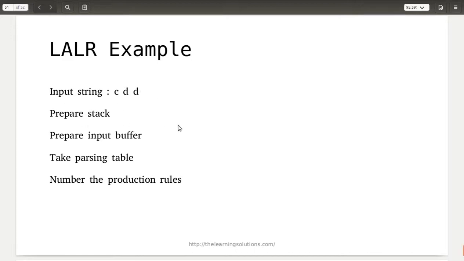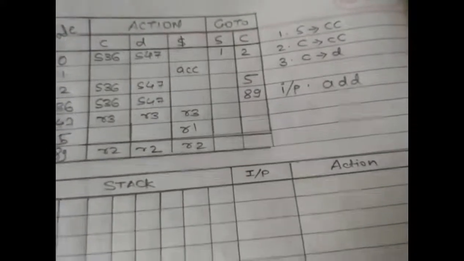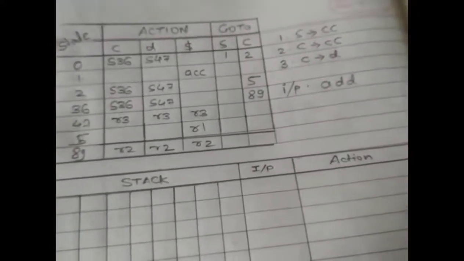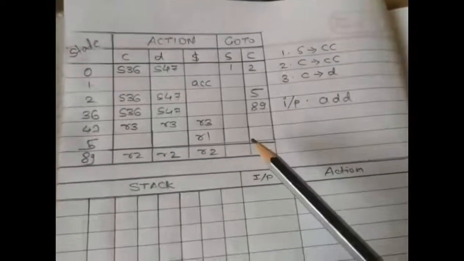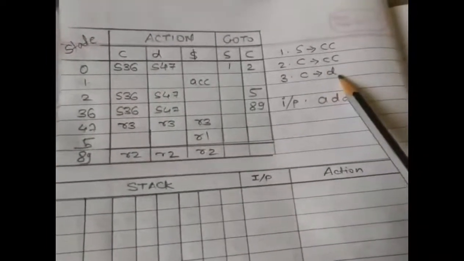You have to see whether the given input string, that is CDD, is accepted by the parsing table or not. Okay. So now we will be starting with the example part. So here you can observe the parsing table I have taken, which was created previously. Then the given input grammar is like this.